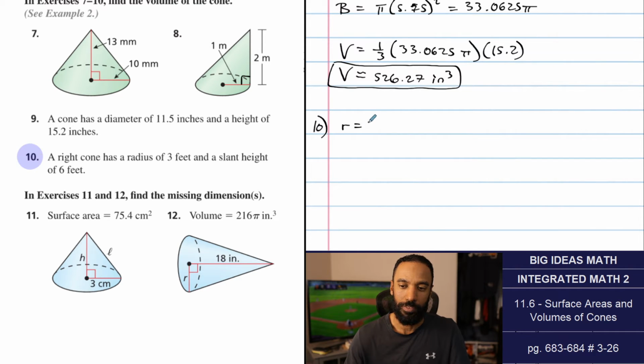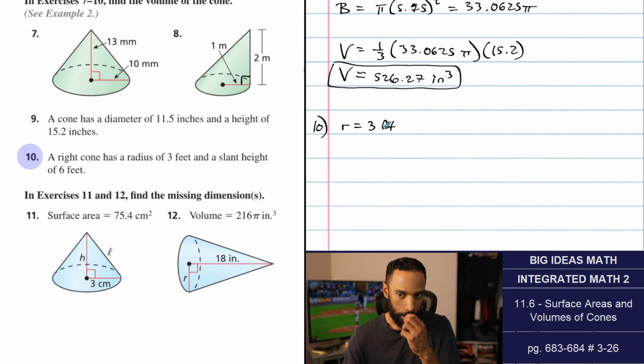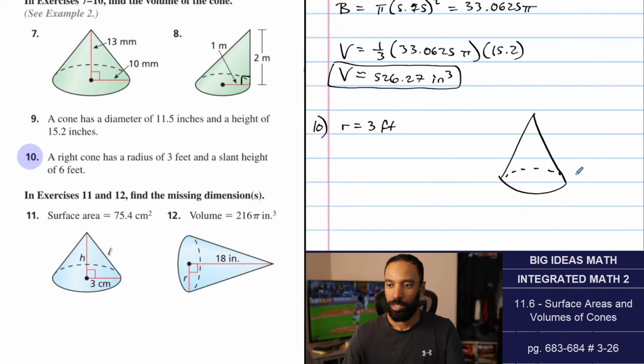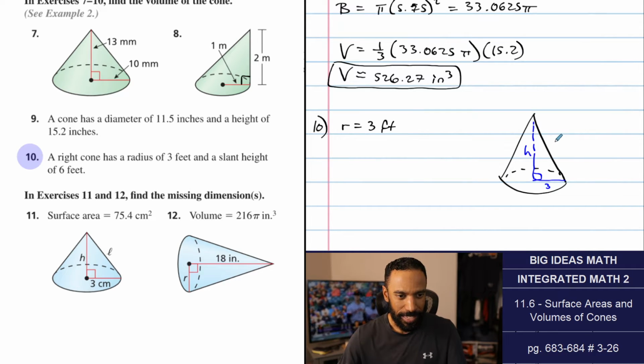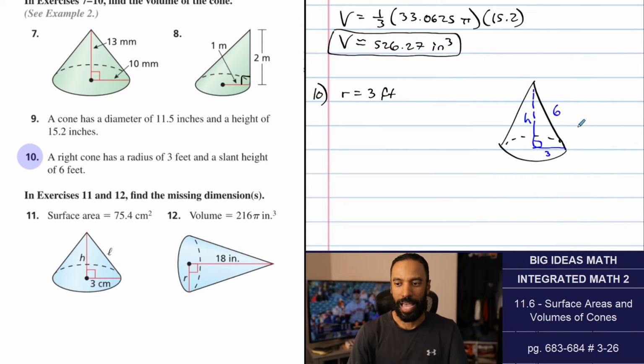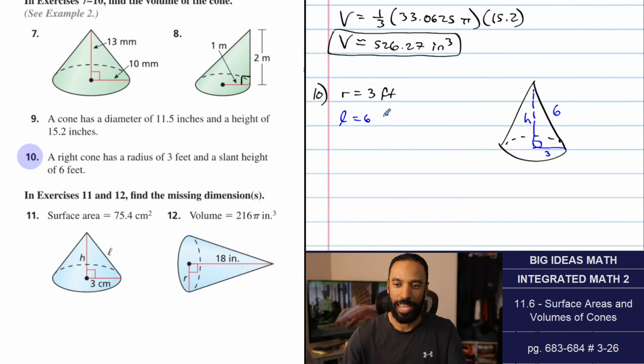So the radius is 3 feet. I'll draw a basic cone here. Cones are pretty fast to draw. So we need to find h here. We have r of 3. We have a slant height of 6. That's the information that we have, right? Slant height is 6 feet.